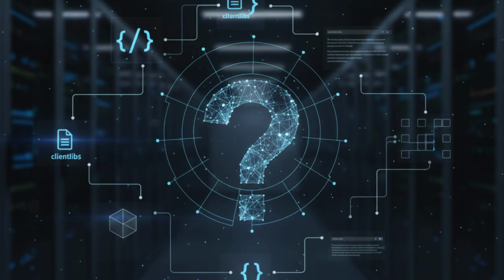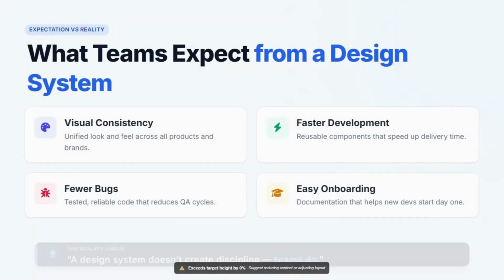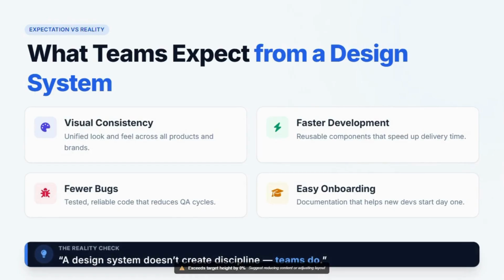in the real world. On paper, design systems sound perfect. Visual consistency, faster development, fewer bugs, easy onboarding. It feels like all the hard problems are solved. But notice something important. All of these are outcomes, not guarantees.